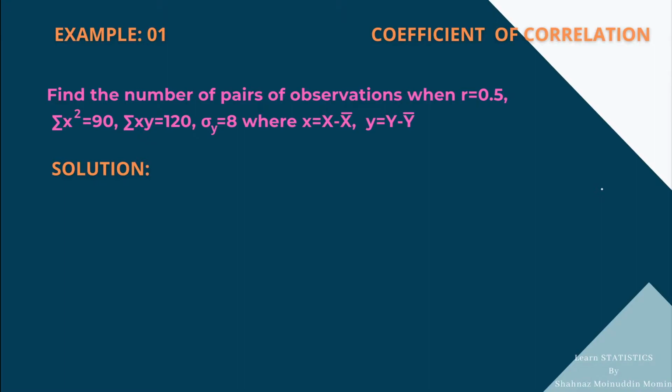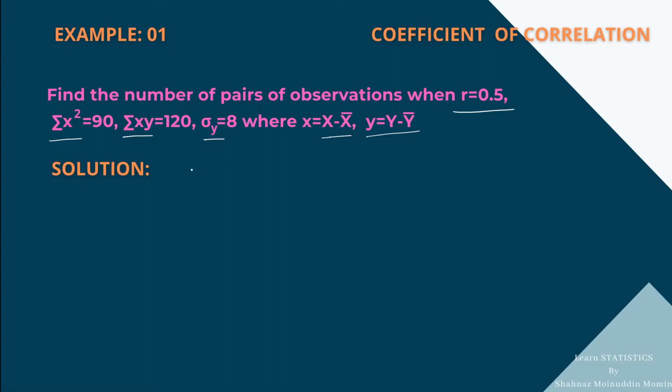Find the number of pairs of observations when we are given the correlation coefficient r equal to 0.5, summation of x square 90, summation x into y is 120, standard deviation of y, sigma y, is equal to 8, where x is nothing but x minus x bar, meaning the deviation of x from its mean. Similarly, y is nothing but the deviation of observation y from its mean. So we shall start with the solution of the problem.